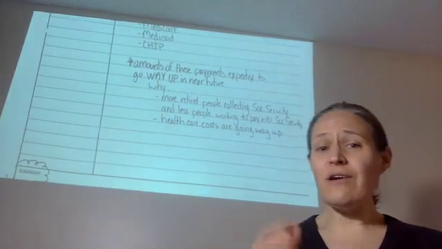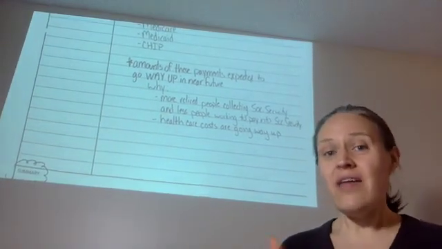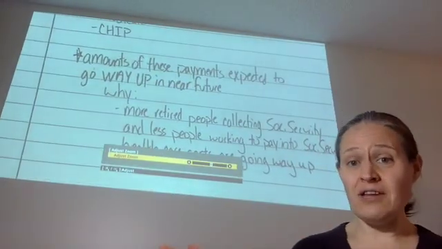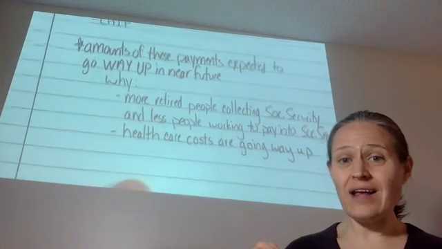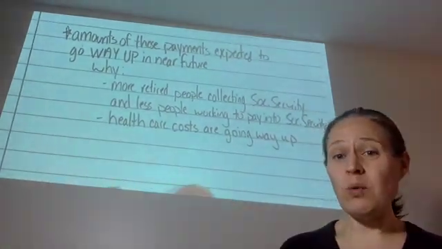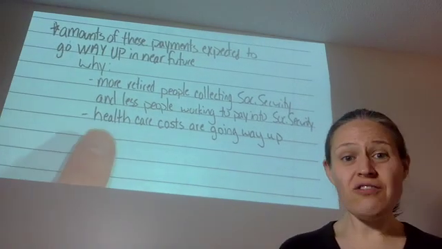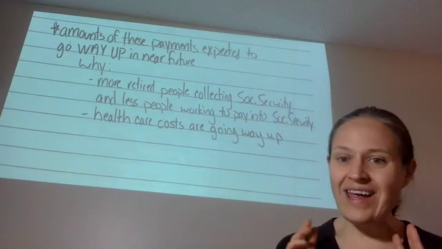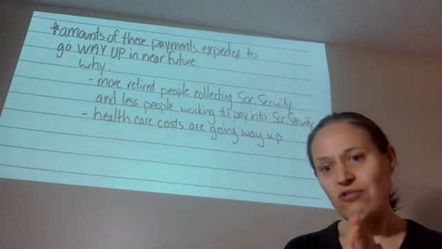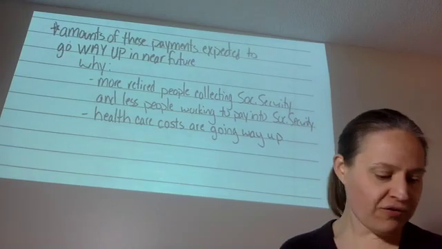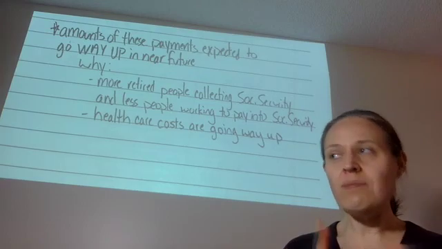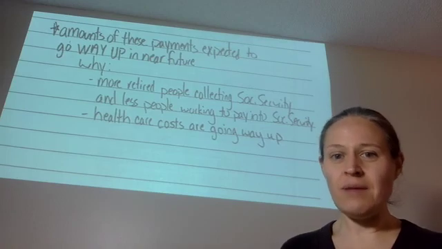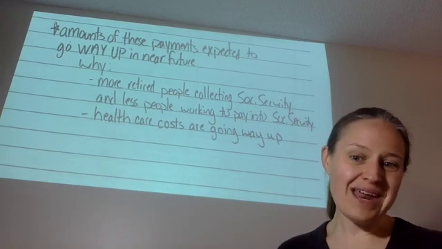So here's our problem, and I mentioned this a little bit in our last module. The amount of these payments for Medicare, Medicaid, and Social Security is expected to go way up in the near future, because more people are retiring and collecting Social Security, and there are fewer people working and paying into Social Security. Also, our healthcare costs are going way, way up recently. So there is concern that our debt will soon be a problem for those different reasons. Will we be able to afford to make our payments on our debt? And will we be able to afford to continue to pay people Social Security, Medicare, and Medicaid?